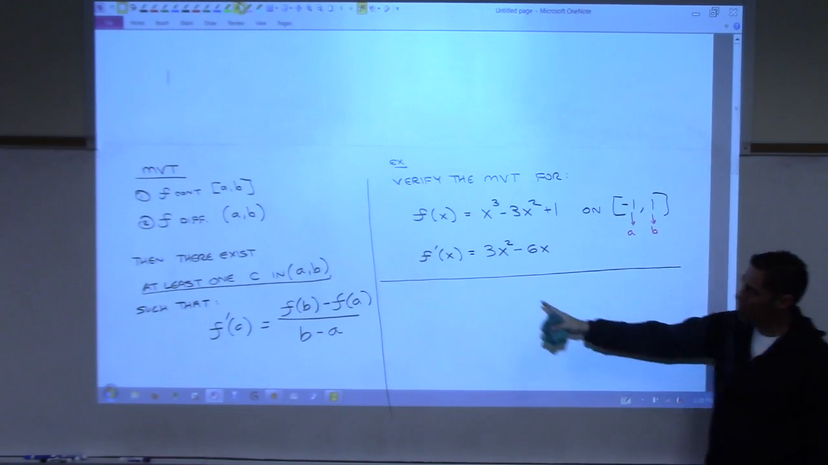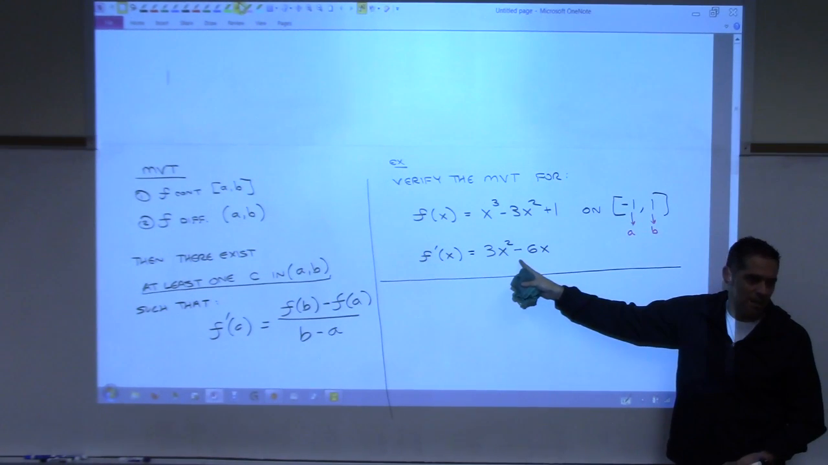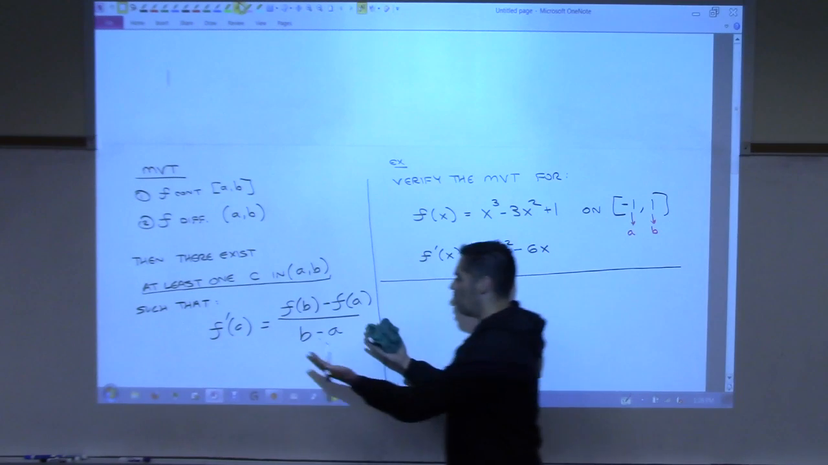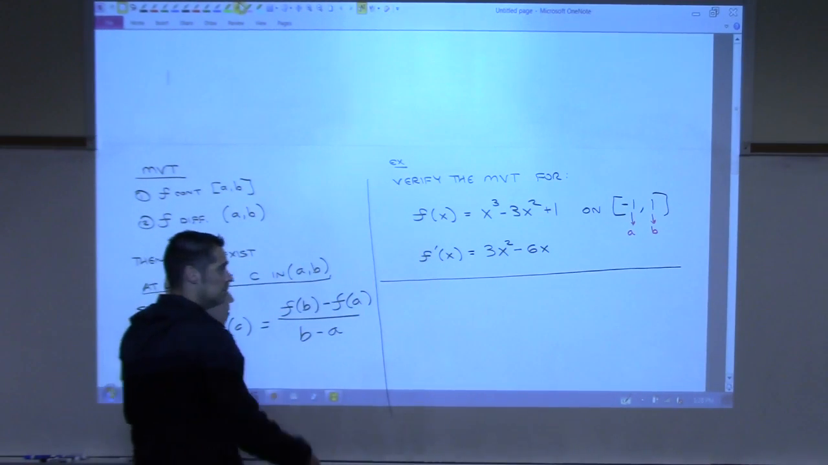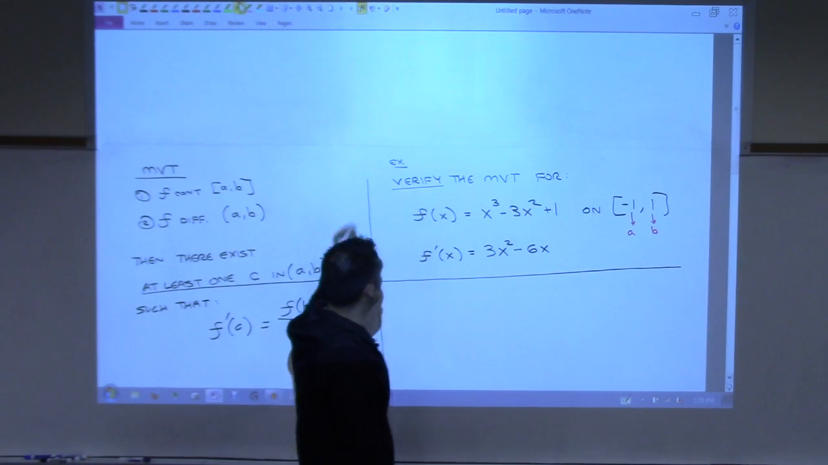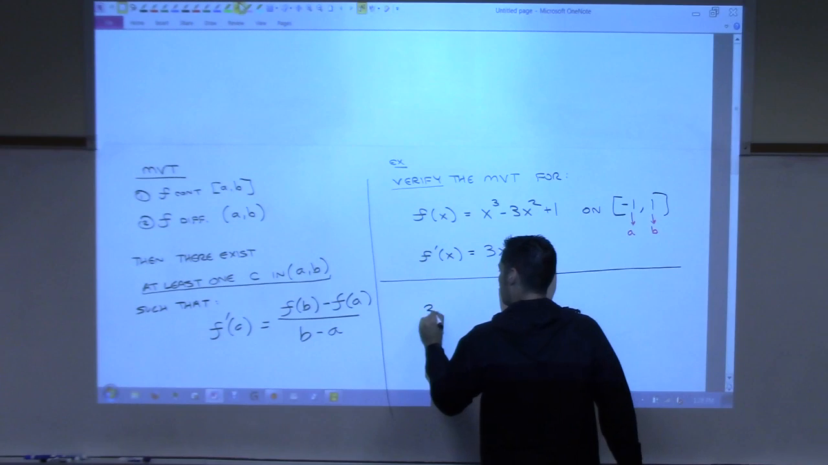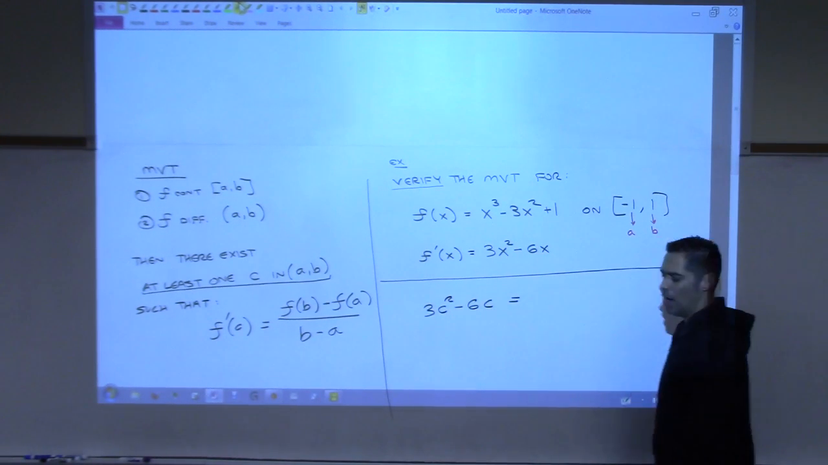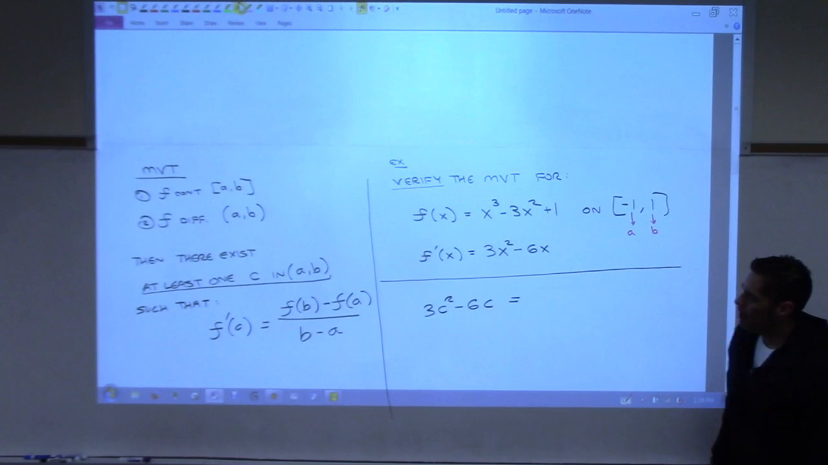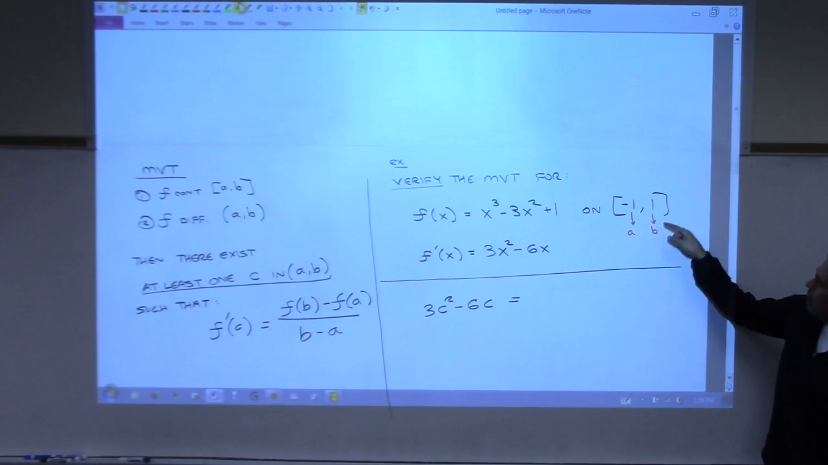All right, so what is the derivative at c? I just rewrite this with c instead of x. What I'm doing is rewriting this equation right here, and I'm going to try and check to see if it's true. If it's true, then I have verified the mean value theorem. So let's plug in 3c squared minus 6c. I need that to be equal to what? f of b, which is really f of 1, right?